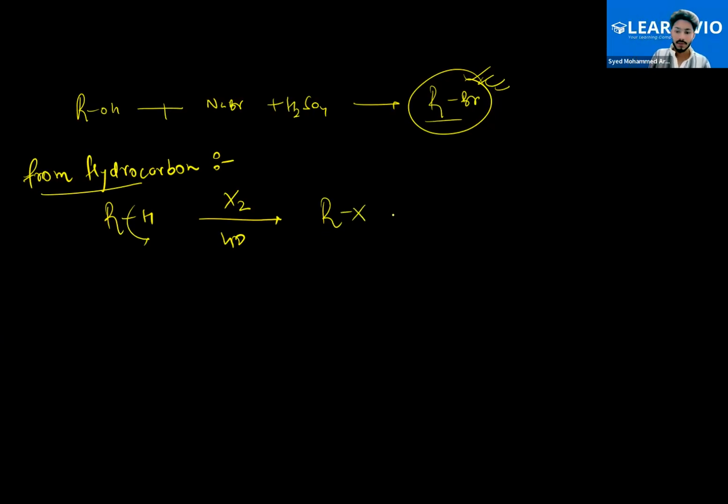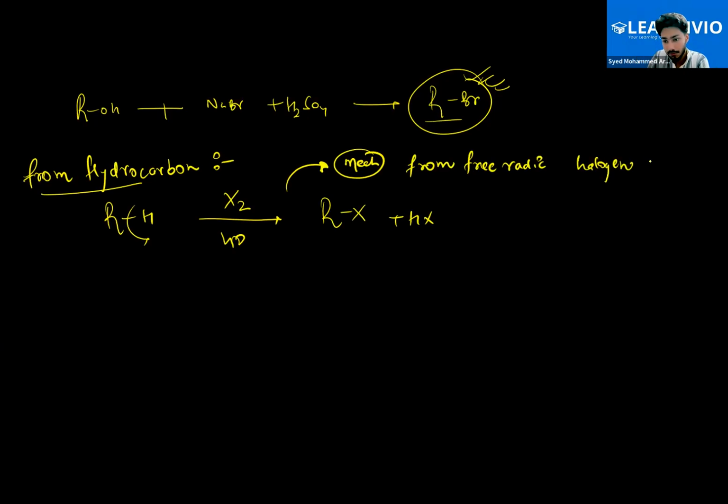But again, the most important thing is that there is a concept in this reaction. There is also a mechanism. Where this mechanism is written, you see the first thing: from alkanes by free radical halogenation. So this is the concept. If you know what this free radical is, it's very easy to understand. What is this free radical?